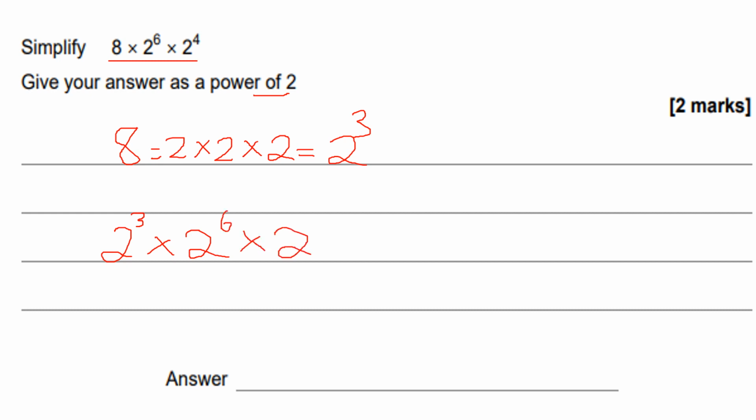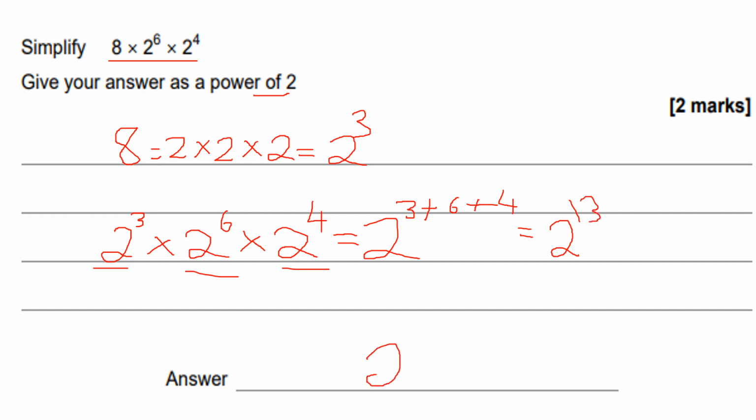Now, the laws of indices state that if I'm multiplying with the same base, in this case base 2, I'm going to add the powers. So I'm going to have 2 to the power of 3 plus 6 plus 4. 6 plus 4 is 10, plus the 3 goes to 13, so the answer is 2 to the power of 13. Okay, and that's the answer for that question.